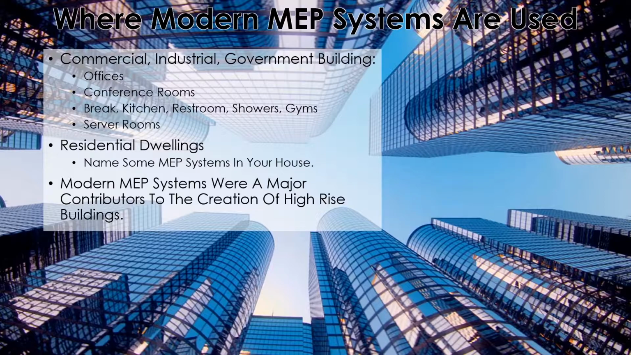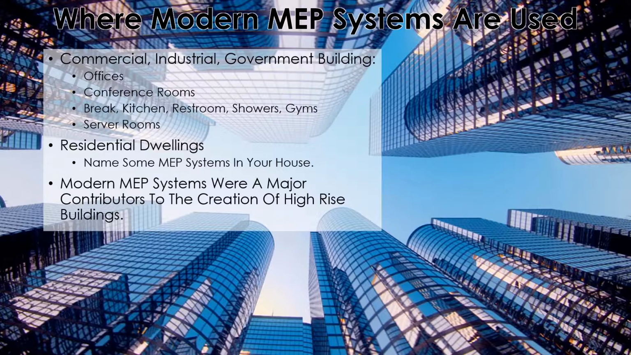Then in the kitchen, break room, restrooms, and showers and gyms, these will have the same mechanical, so the heating and cooling, same electrical outlets, lighting. This also includes the plumbing, so you have your kitchen sinks, your restrooms, your water closets, your sinks, showers, drains, and then lastly, server rooms. Those are pretty heavy mechanical, so cooling as well as power for the servers.